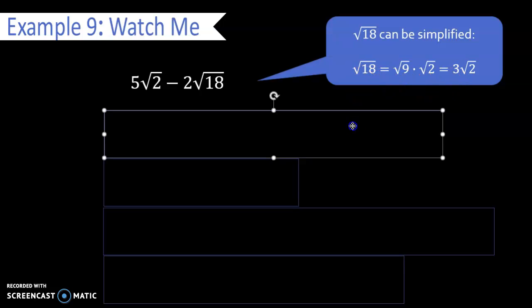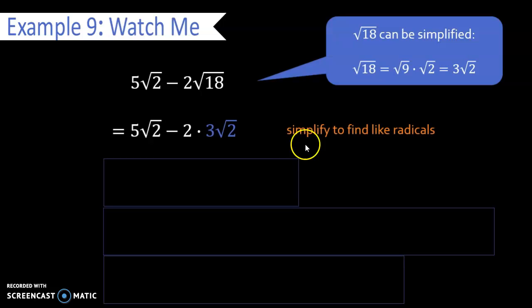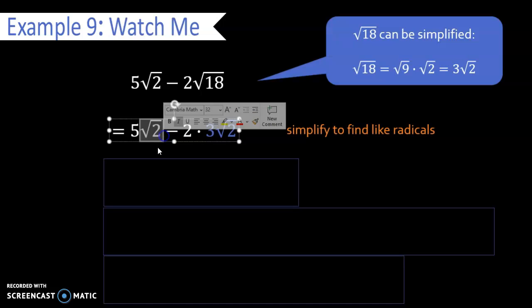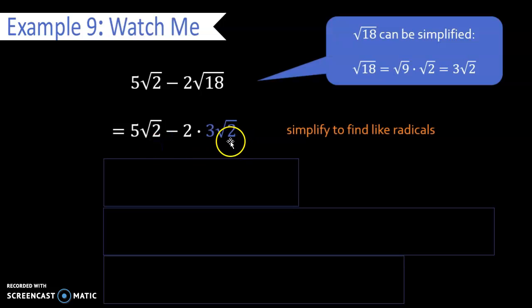When I do that, notice that now my radicals match. I have the square root of 2 in my first term and the square root of 2 in my second term. The only part that changed here, let me go ahead and put a green box around it for you, is this. The square root of 18 turned into 3 square roots of 2. This other 2 that was here, I copied it straight down.